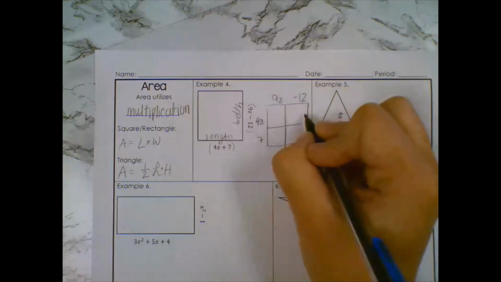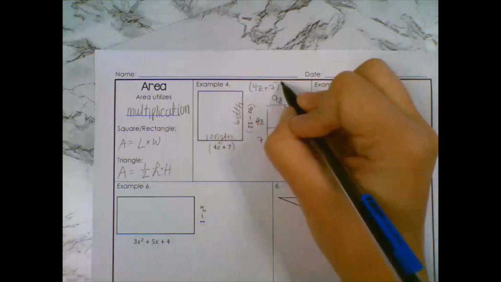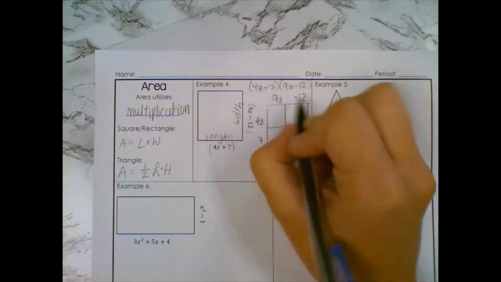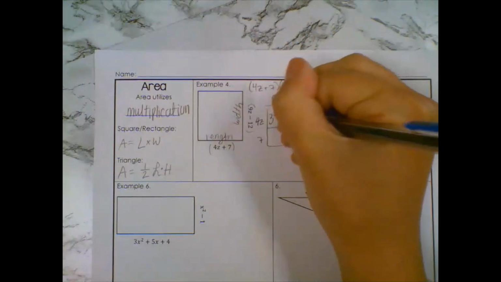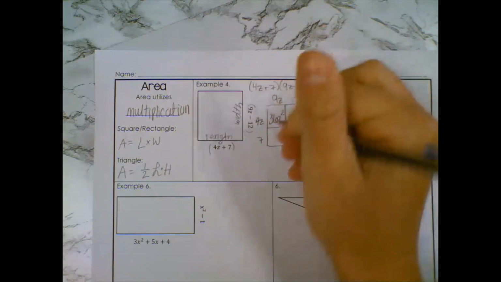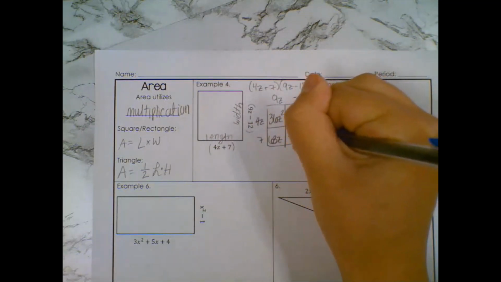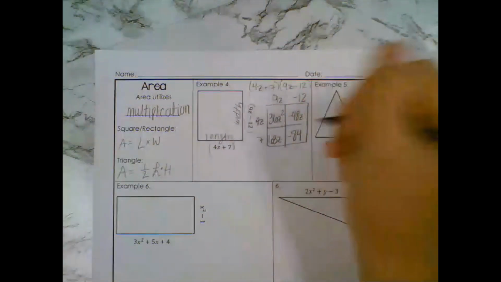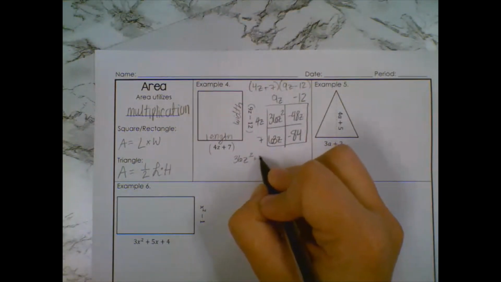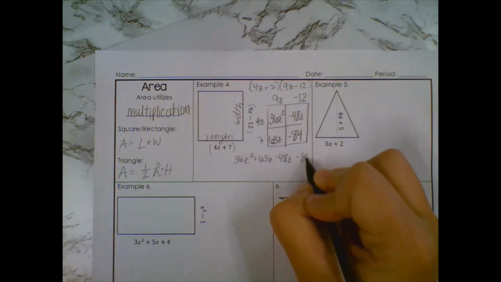Now, if that kind of confused you, me pulling them over, remember, this is just multiplication, so it's 4z plus 7 times 9z minus 12. So you can kind of see how it looks like the problems we've been doing. Label the sides. This is going to be 36z squared, negative 48z, 63z, negative 84. So I pull it out into standard form. I have 36z squared plus 63z minus 48z minus 84.